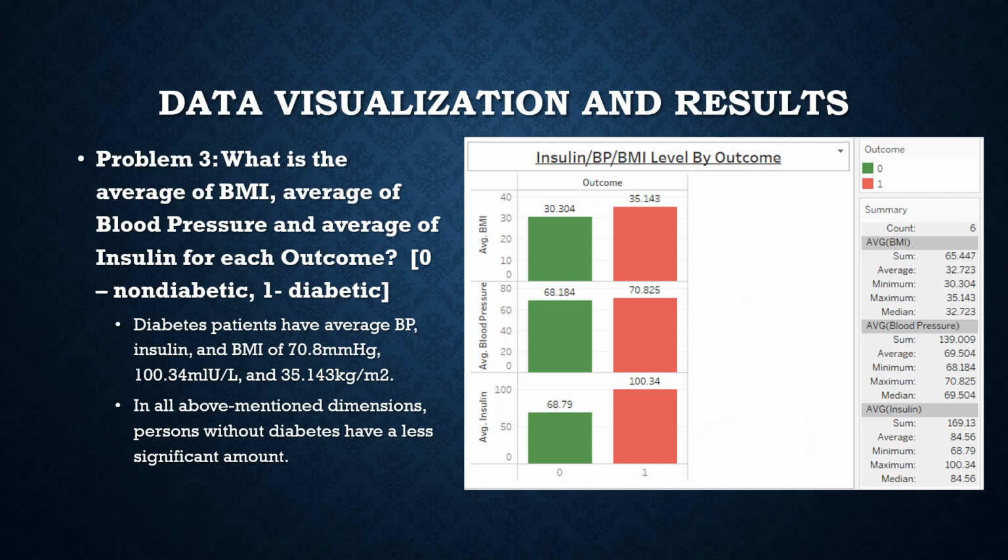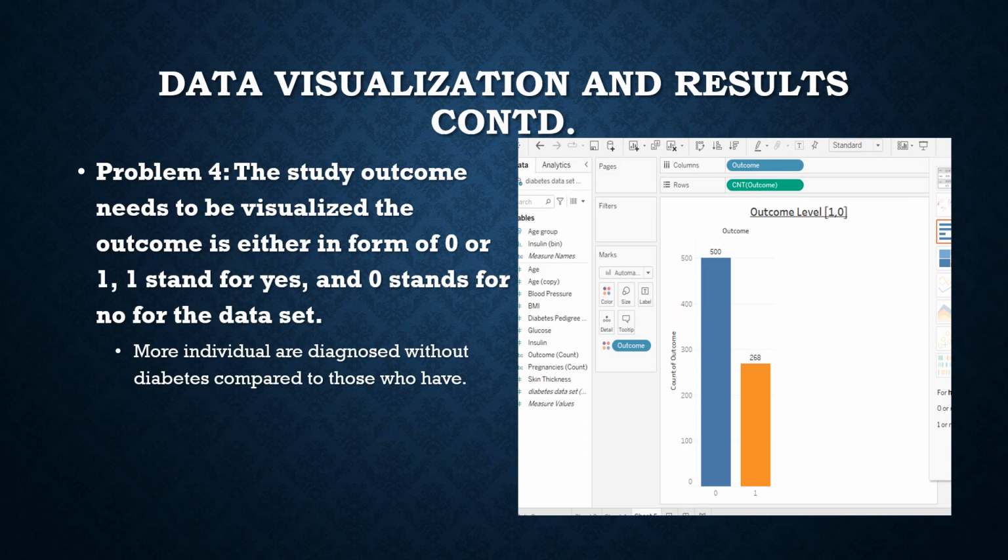What is the average BMI, average blood pressure, and average insulin for each outcome? For each outcome, 0 is non-diabetic and 1 is diabetic. Diabetic patients have an average blood pressure, insulin, and body mass index of 70.8, 100.34, and 35.143 kg per meter square. In the above mentioned dimensions, persons without diabetes have a less significant amount.